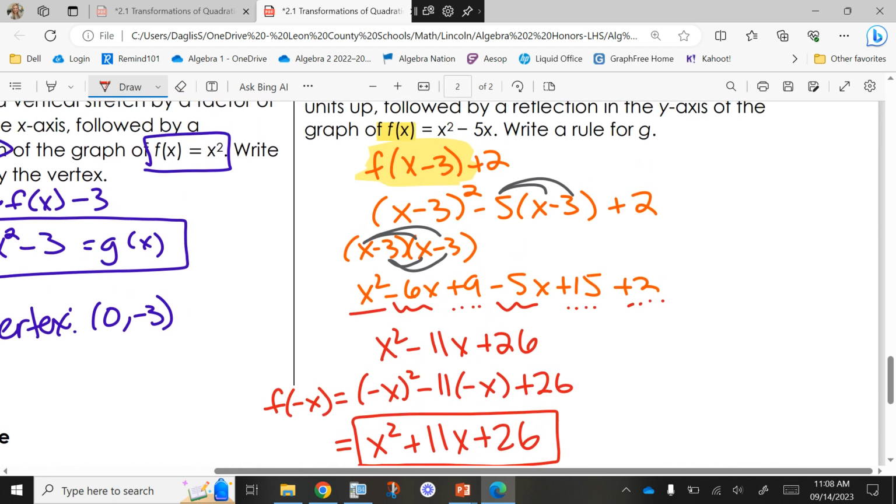So x squared minus 5x, that original parabola, being shifted to the right 3 and up 2 and reflected across the y-axis gives me a new function of x squared plus 11x plus 26. What's up? Nope, because the negative goes with my x. So it gets attached to it with parentheses. Right. If it was multiplying the whole function by it, like the negative was on the outside of my function, then it would be outside of parentheses. But it's in there.